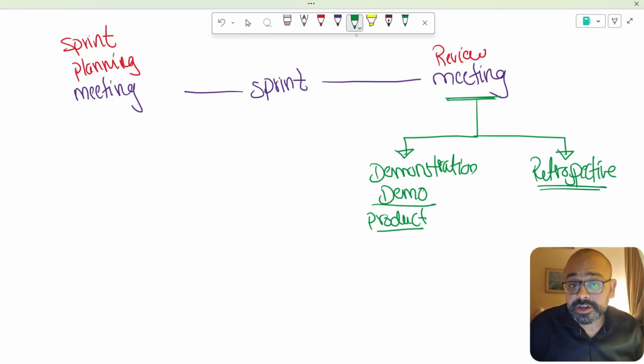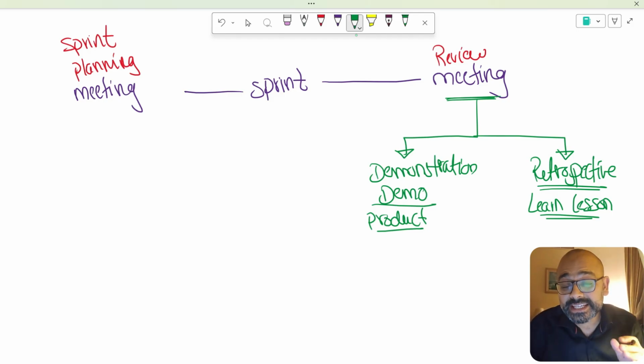Retrospective is a meeting where you retrospect, where you self-reflect on the past, what you have done well, what you could have done better, so that you learn the lessons. It's a lessons learned meeting, so that you don't repeat the same mistakes again. So one is a demonstration meeting, other is a retrospective meeting that you need to know for the review of the sprint.